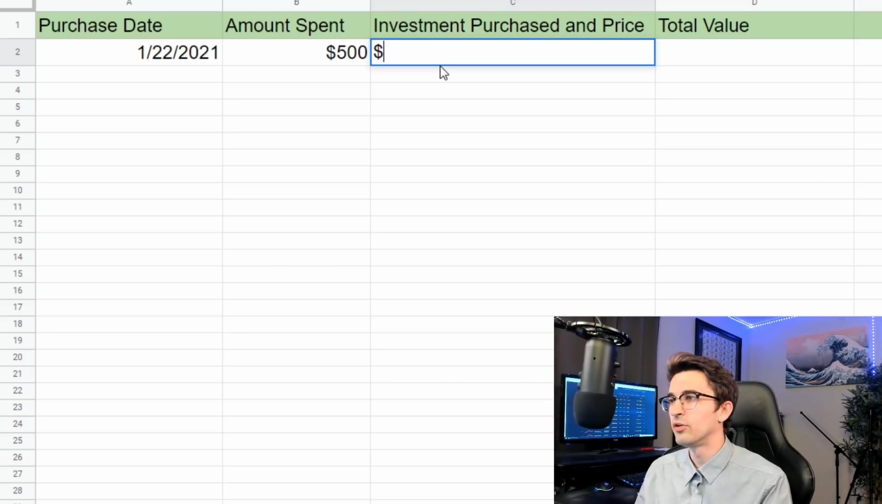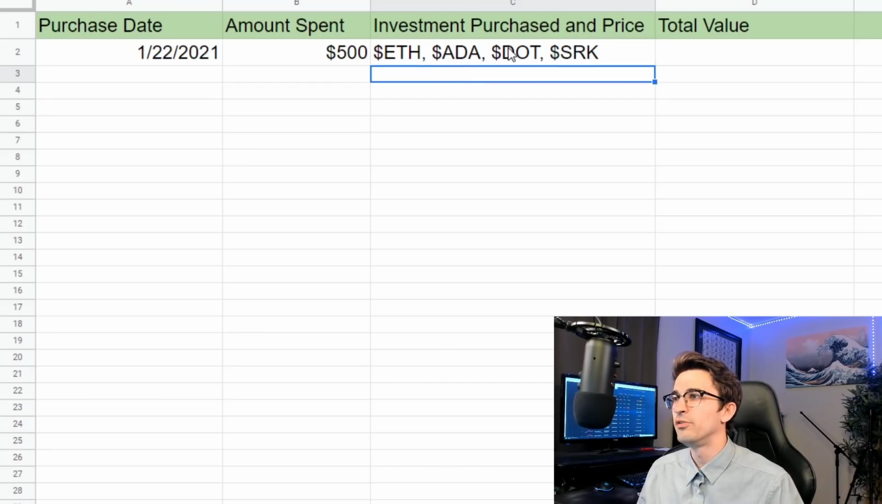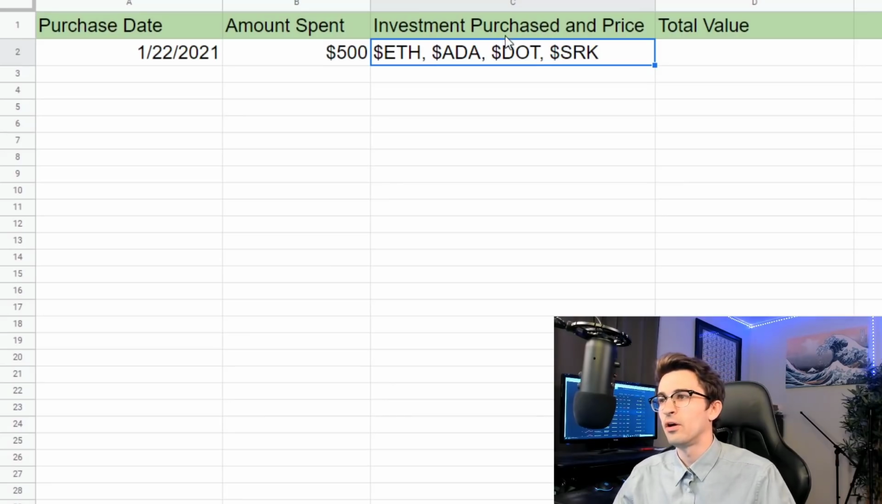So for me, long-term holds would be stuff like Ethereum, Cardano, ADA. I'm starting to buy DOT, and there's some other coins as well. A small cap cryptocurrency I've been doing dollar cost averaging on is SparkPoint, SRK. So I put all the cryptocurrencies here that I believe in long term that I'm going to be buying, and then I put the price I bought each of these at. And I would spread this out differently as well.